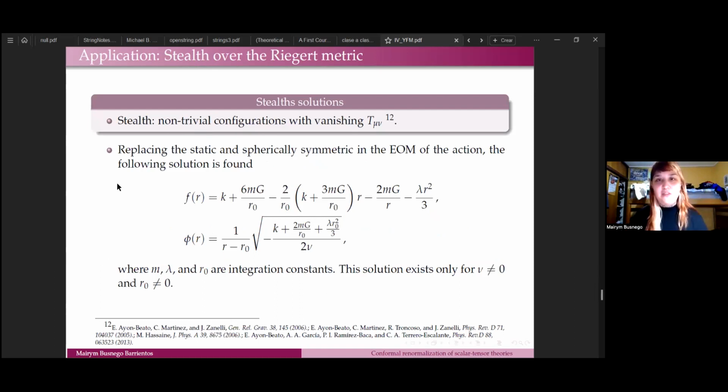So if we consider a stealth over the Riegert metric, that is the most general static and spherically symmetric metric solution for conformal gravity, we replace this in the equations of motion of the action, and then we will get the following solutions. These are the solutions for the metric function and the scalar field, and we will see that these solutions only exist for nu different than 0 and, again, different than 0.